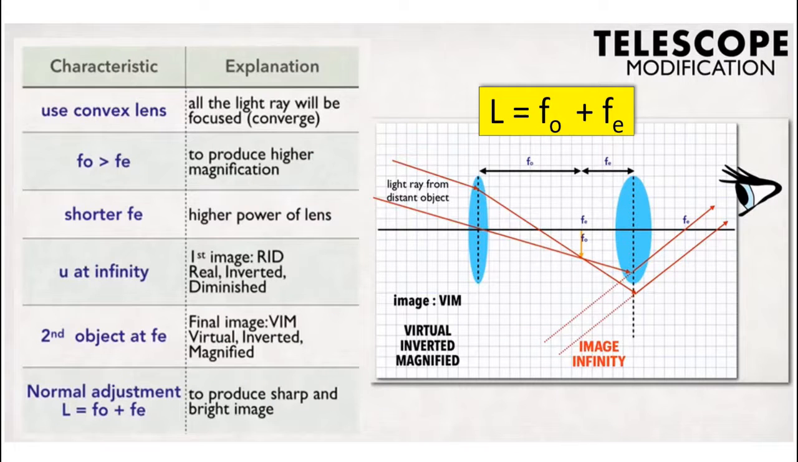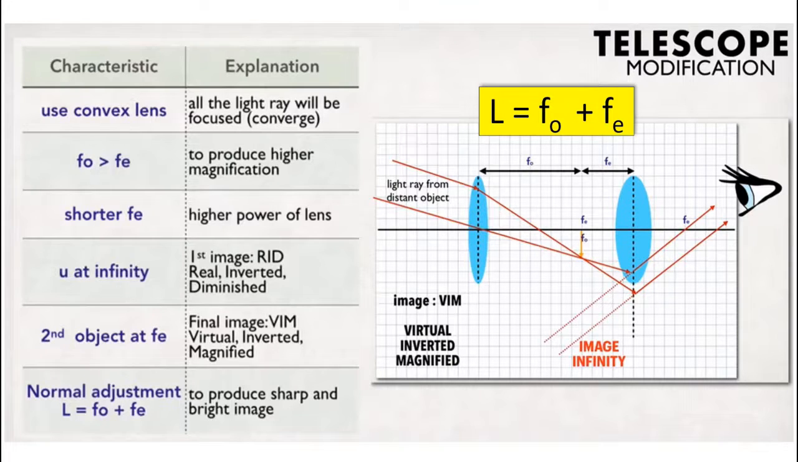Telescope modification. This slide is very important because you can use the information in the table to answer the question asked in section B or section C, paper 2. This is a 10 marks question. So now we look at the information in the table.